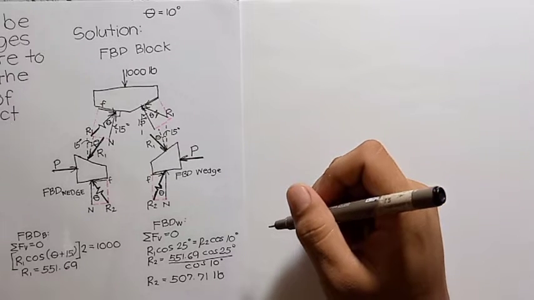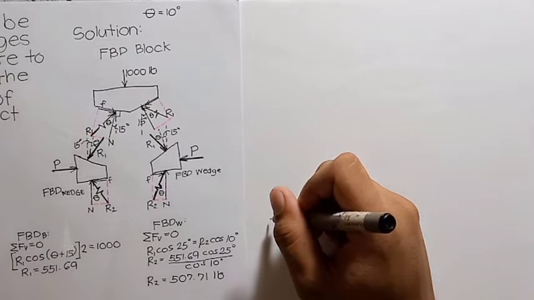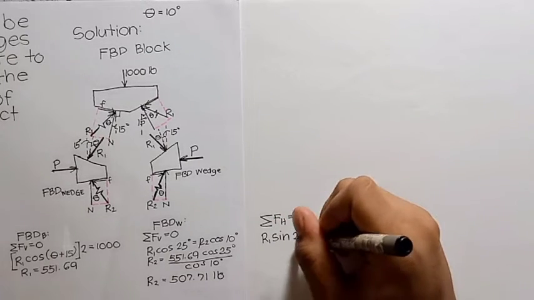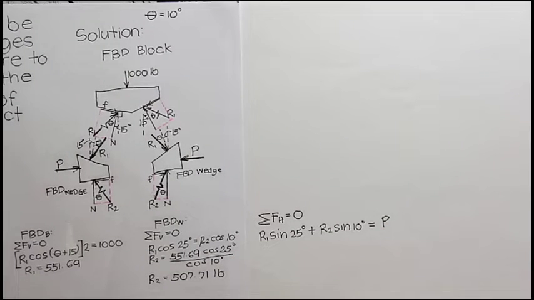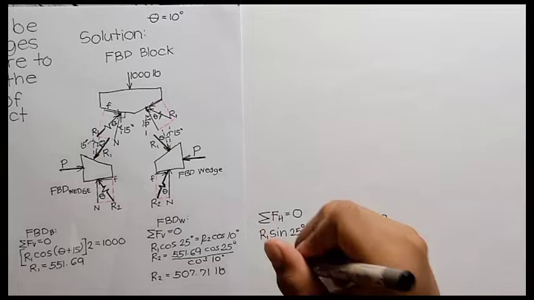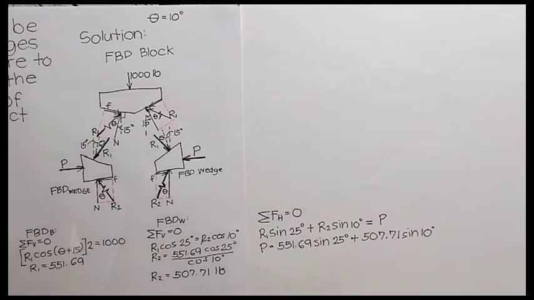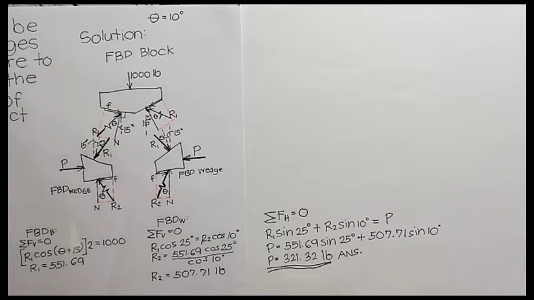And lastly, we will use the sum of horizontal forces equals 0 from the equilibrium equations to find the force P. Here, the horizontal forces acting on the wedge are R1 sine of 25 degrees, R2 sine of theta, and the force P. Substituting all the values that we know, we can now solve for the force P. So the force P that must be applied to the wedges to start them under the block is 321.32 pounds.